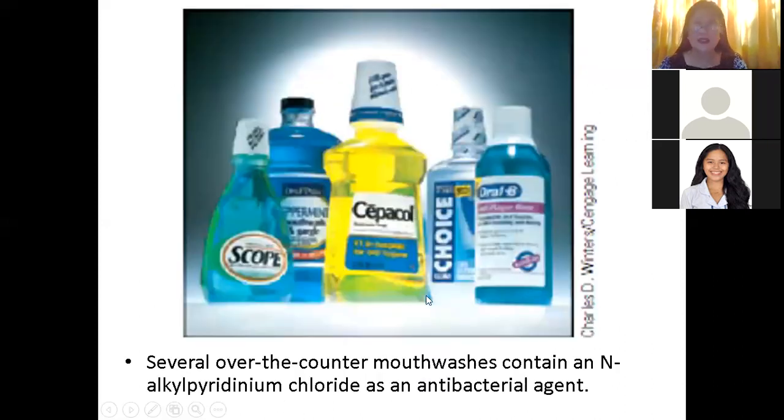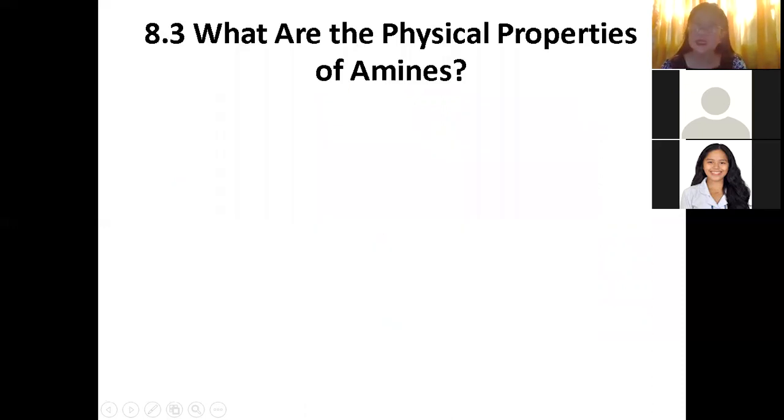So one use of this ion form of an amine is the mouthwash. Ito mga mouthwash, okay. That is in the form of N-alkyl pyridinium chloride, which is an antibacterial agent. So it is used as a mouthwash. Let us have the physical properties of amine.